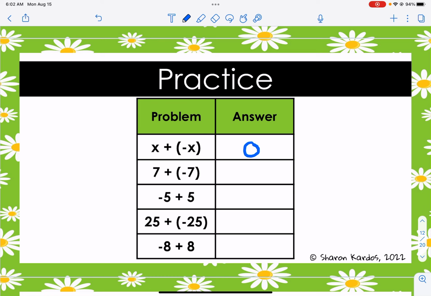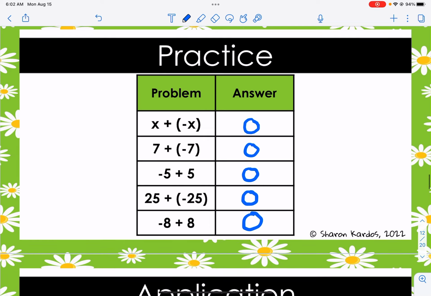So the sum of 7 and negative 7 would be 0. The sum of negative 5 and 5 would be 0. Are you seeing the pattern here? The sum of 25 and negative 25 would be 0, and the sum of negative 8 and 8 would also be 0.